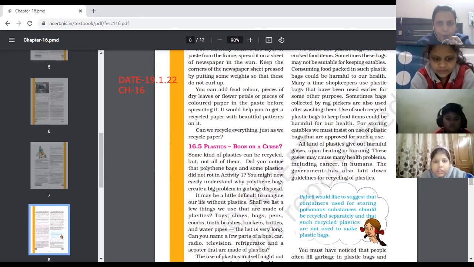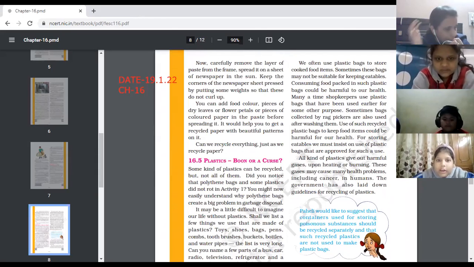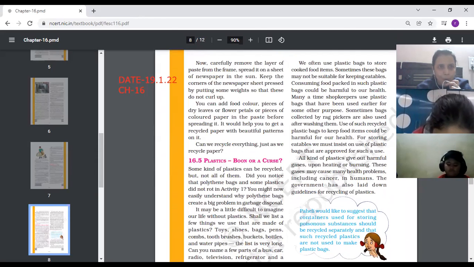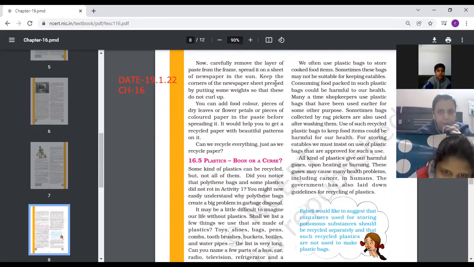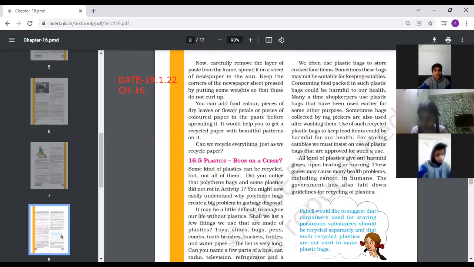Now carefully remove the layer of paste from the frame. Spread it on a sheet of newspaper in the sun. Keep the corners of the newspaper sheet pressed by putting some weights so that they do not curl up. You can add food color, pieces of dry leaves or flower petals, or pieces of colored paper in the paste before spreading it. It would help you get a recycled paper with beautiful patterns on it.